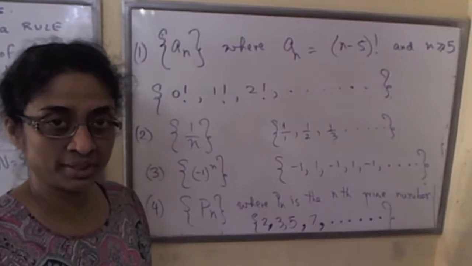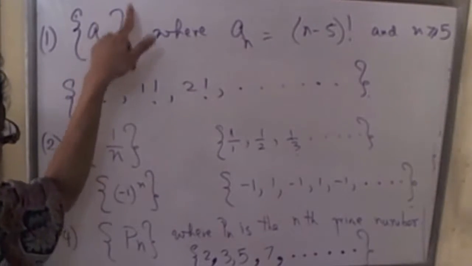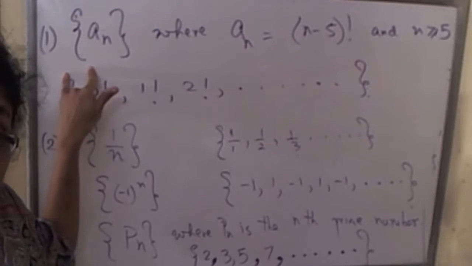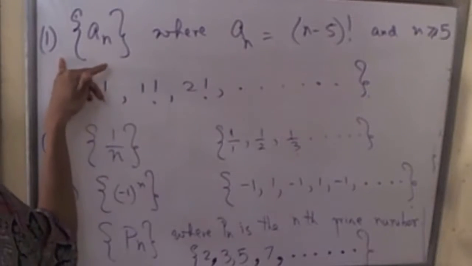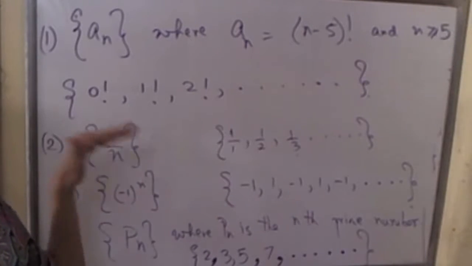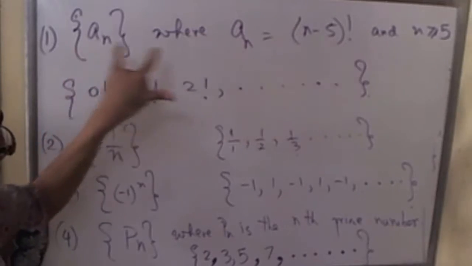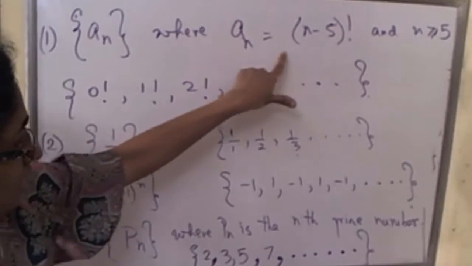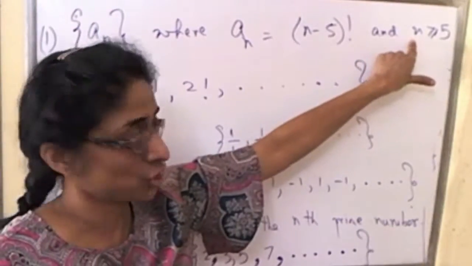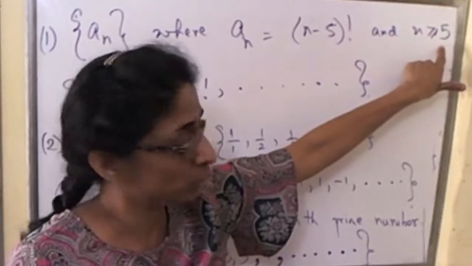Here are some more examples of sequences. Here I've used the sequence notation, the curly braces, the same notation that we use for sets, because in fact our sequences are infinite ordered lists of elements or infinite ordered sets. So in any case, here I say where a sub n is n minus 5 factorial, and I put a restriction on n. So here n is greater than or equal to 5.